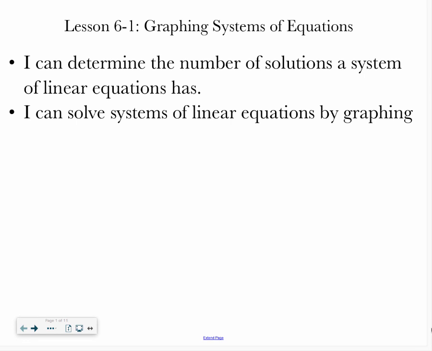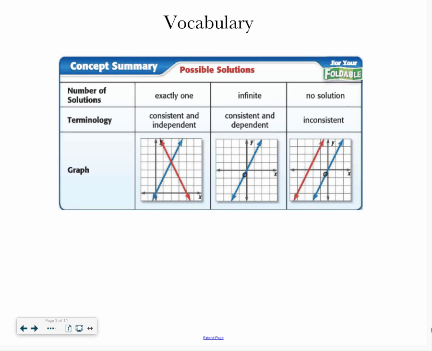Hello class, welcome to lesson 6.1, which is all about graphing systems of equations. By the end of this lesson, you should be able to determine the number of solutions a system of linear equations has, and you should also be able to solve systems of linear equations by graphing.